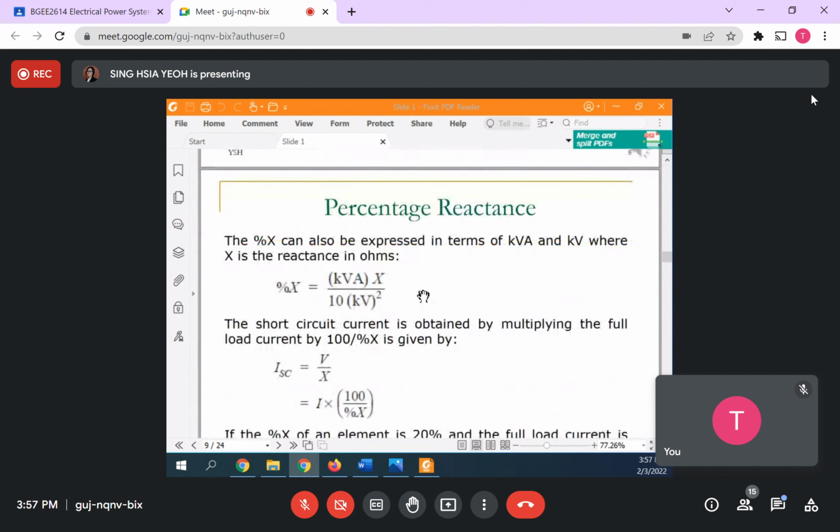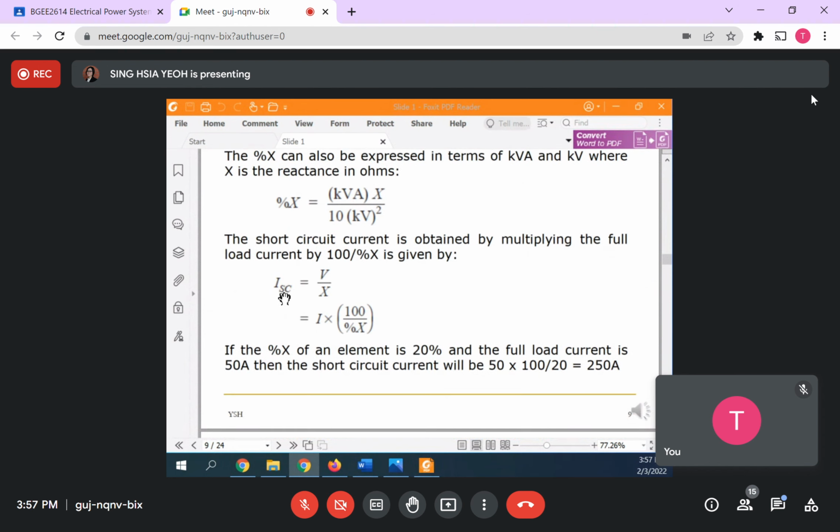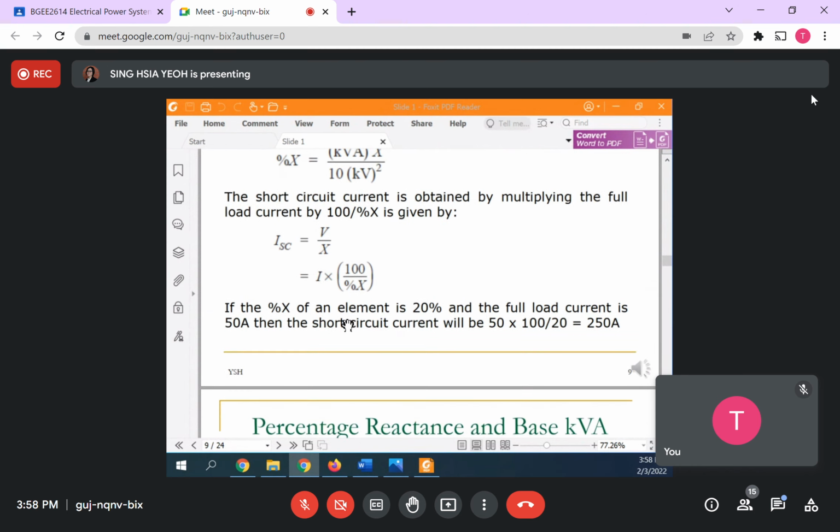This is percent X if given in kVA and kV squared. Then the short circuit current will be the full load current multiplied by 100 divided by the percent X. So if the percent X of an element is 20%, you can treat it like an impedance value. Last time it was impedance value in ohms, then impedance value in PU, and now the impedance value in percent, like that only.